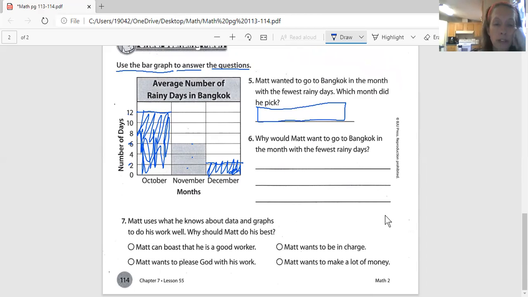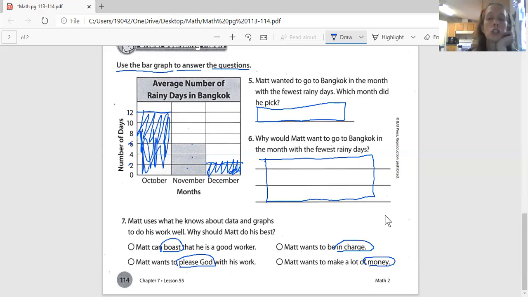And here we are on number 7. Matt uses what he knows about, well, better give you a box here, forgot this. Tell me why he would want to go on sunny days. Matt uses what he knows about data and graphs to do his work well. Why should Matt do his best? Matt can boast that he is a good worker. I think he wants to boast. Matt wants to please God with his work. Matt wants to be in charge. In charge? Or do you think Matt wants to make a lot of money?